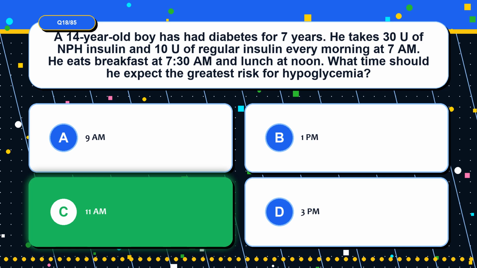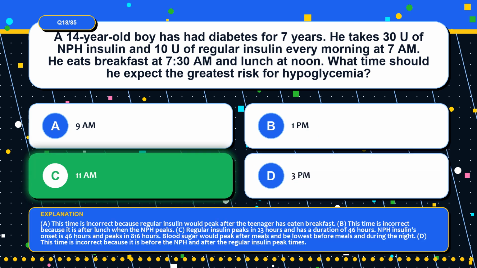The correct answer is option C: 11 a.m. A. This time is incorrect because regular insulin would peak after the teenager has eaten breakfast. B. This time is incorrect because it is after lunch when the NPH peaks. C. Regular insulin peaks in 2-3 hours and has a duration of 4-6 hours.